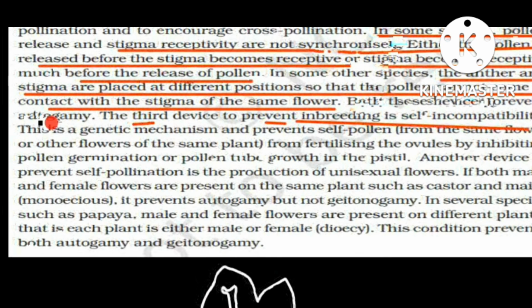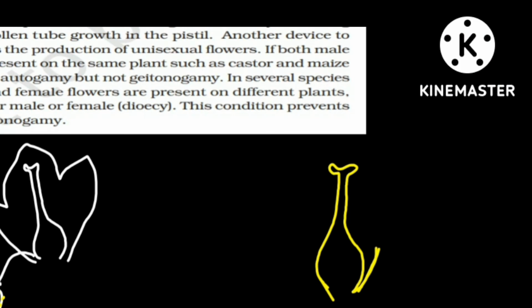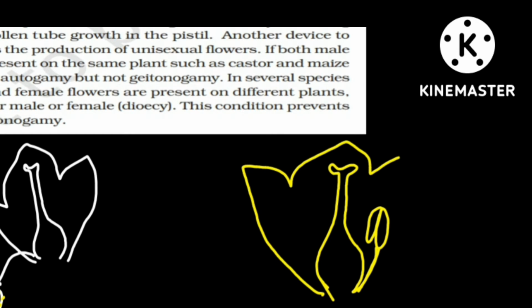Now, there's a third device to prevent inbreeding, and that's called self-incompatibility. This is a genetic mechanism. It prevents self-pollen, that is pollen from the same flower, from fertilizing the ovules by inhibiting pollen germination or pollen tube growth in the pistil. Now here, this anther and the stigma both belong to the same flower, but this stigma has adopted self-incompatibility.